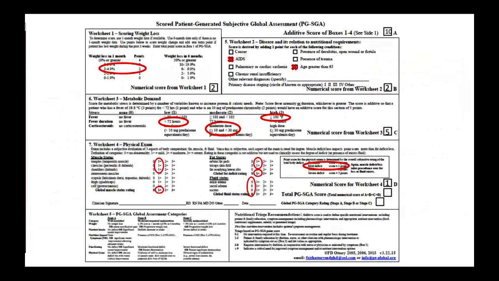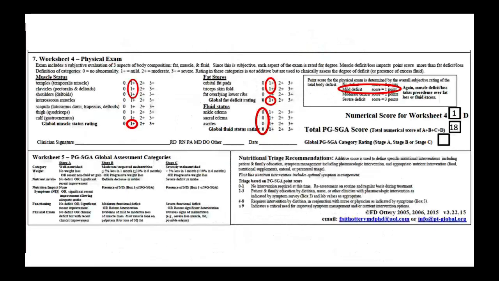Now that we have all of our scores, we can add them all together to get the total PG-SGA score. Here, here, here, and here. And that gives us 18. Down at worksheet 5 at the bottom left-hand corner, this is where we're going to make our subjective assessment and our call on what stage this person is in.